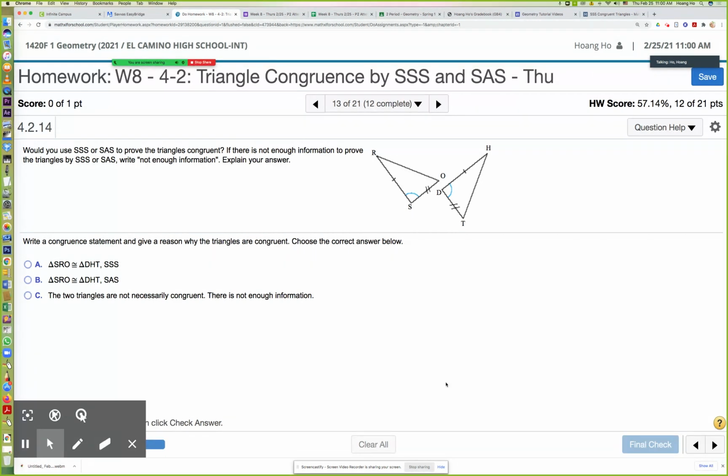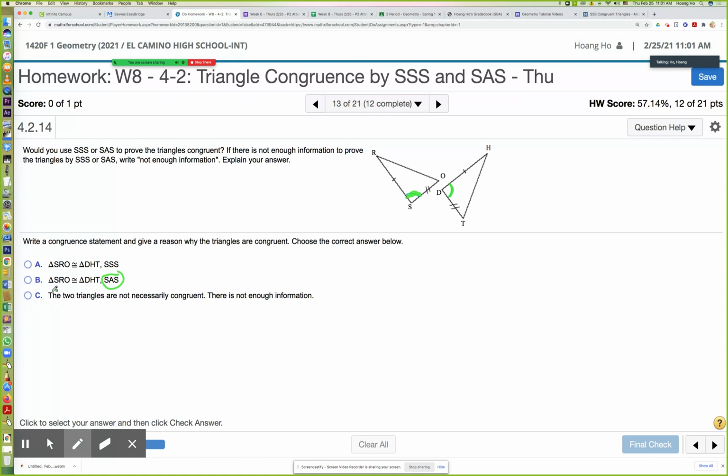Question number 13. Would you use SSS or SAS to prove triangle congruent? As you see, do we have two pairs of sides congruent and the included angle? Yes, we do. So it has to be SAS.